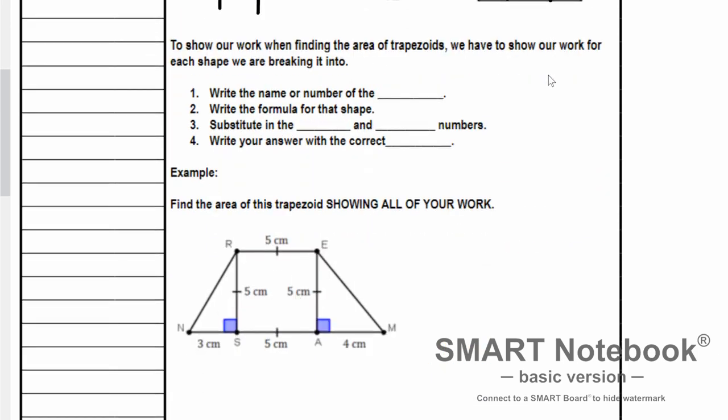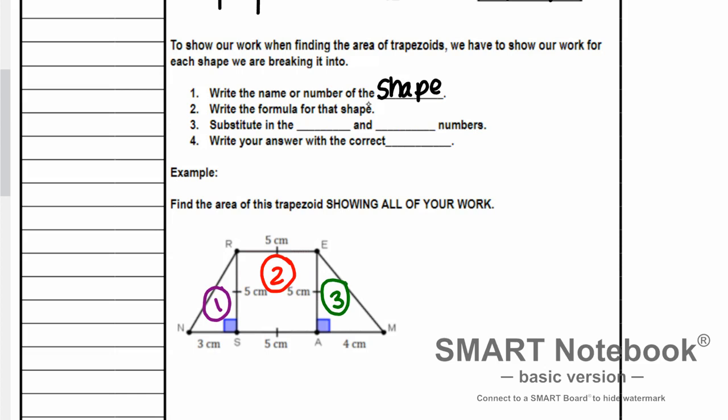To show our work when finding the area of trapezoids, we show our work for each shape. So you write the name or number of the shape. What I mean by that is that I'm going to number this as shape number 1 that I'm finding the area of, shape number 2, and shape number 3. This makes it really easy that I'm using colors for it also. So if you have colors and you want to use that, you can. But numbers work just as well.